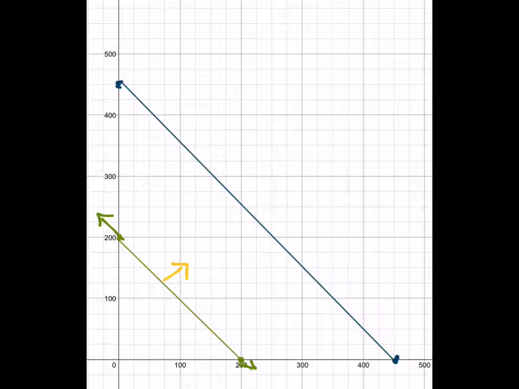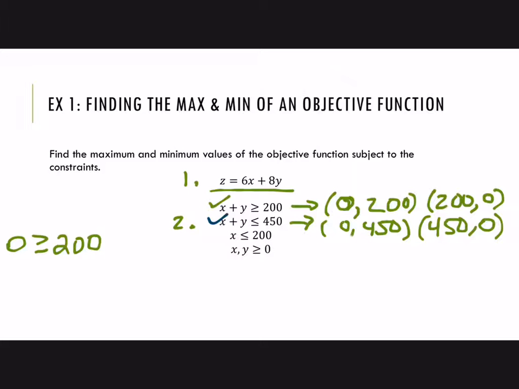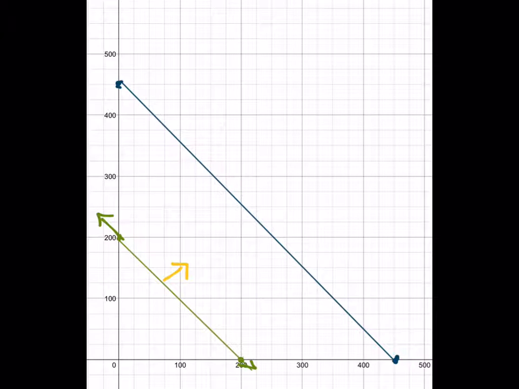Okay. All right, that's decent. And then a test point, let's do 0, 0 again. And we end up with 0 is less than or equal to 450. That one's true. So we want to shade the side of the blue line which has 0, 0. Okay, so that's going to be below the blue line.